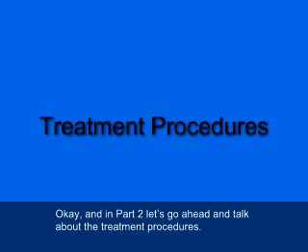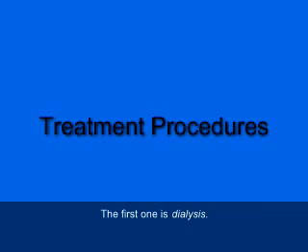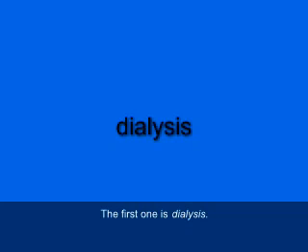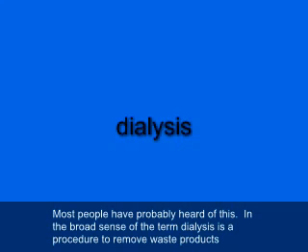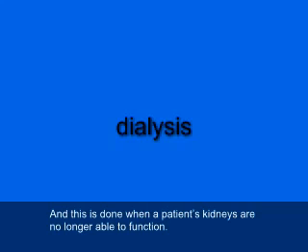Okay, and in part two, let's go ahead and talk about the treatment procedures. The first one is dialysis. Most people have probably heard of this. In the broad sense of the term, dialysis is a procedure to remove waste products from the blood. And this is done when a patient's kidneys are no longer able to function.